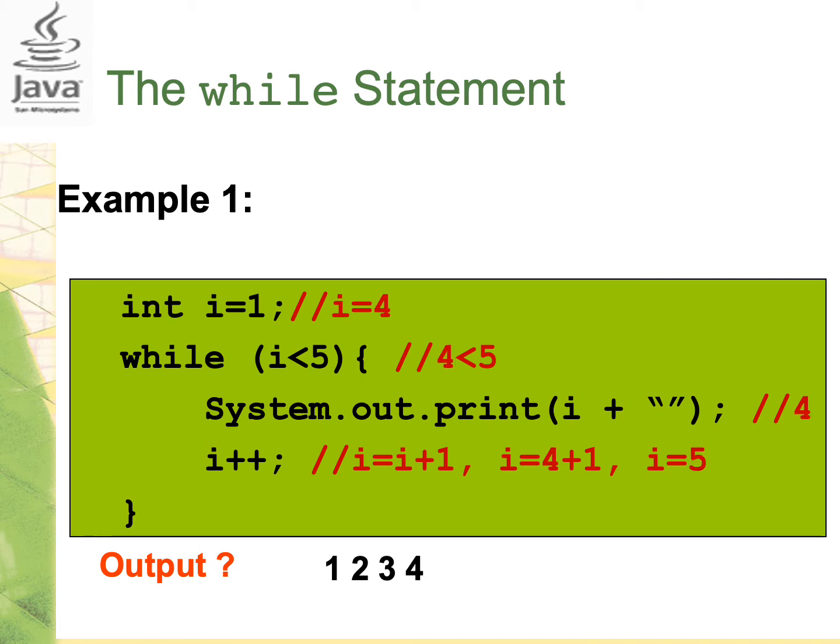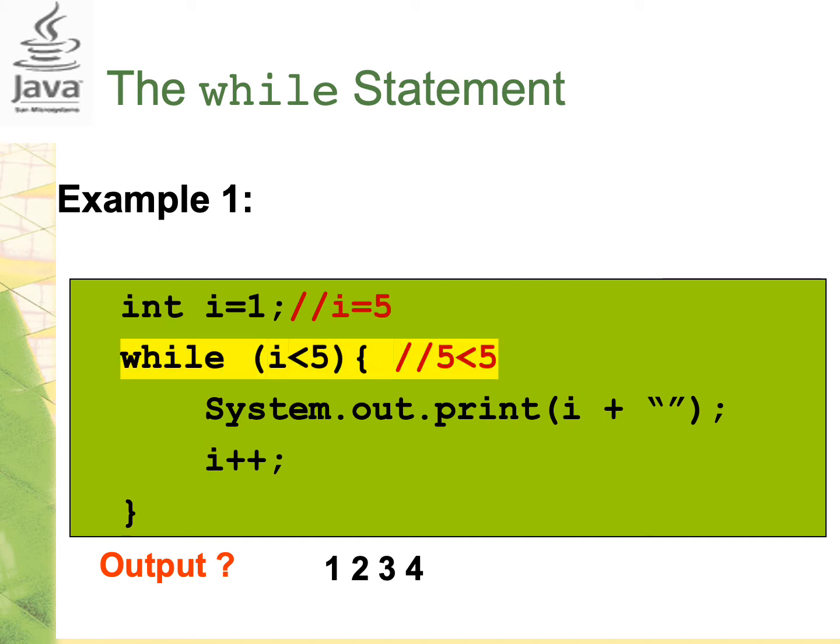Now that our i is equal to 4, it checks again, is 4 less than 5? That is true, so it executes the while loop and displays the value 4. Then we have i++, so our i now becomes 5. It checks, is 5 less than 5? That is false, so it exits the while loop. So the output that we get from the while loop is 1, 2, 3, and 4.